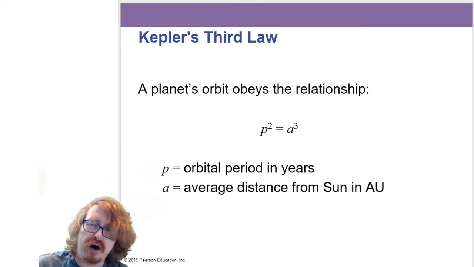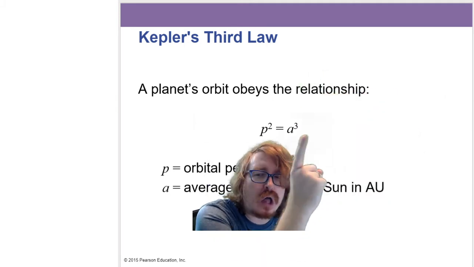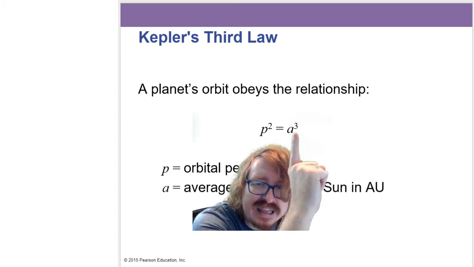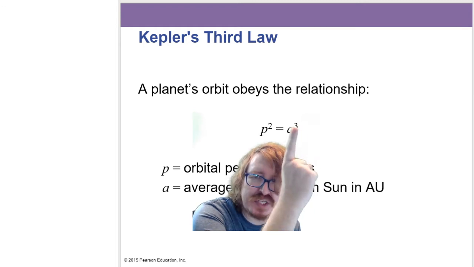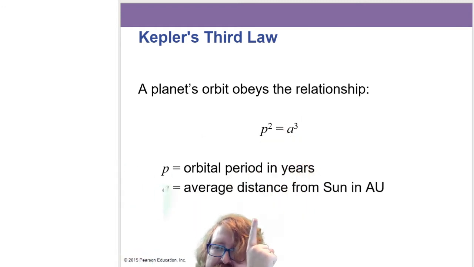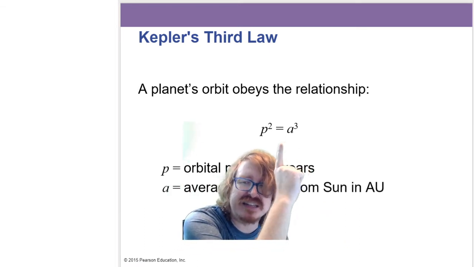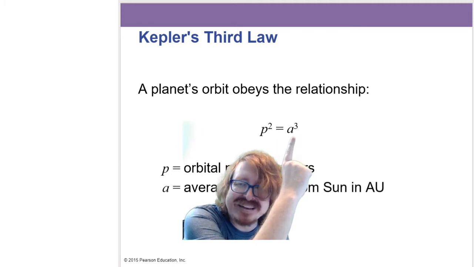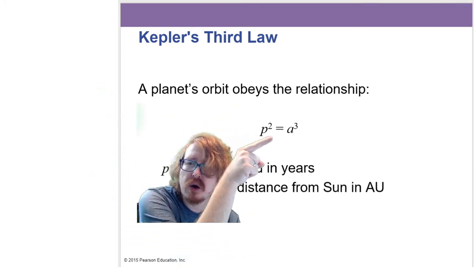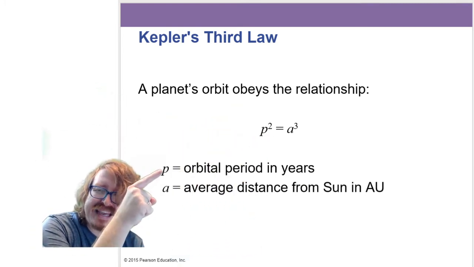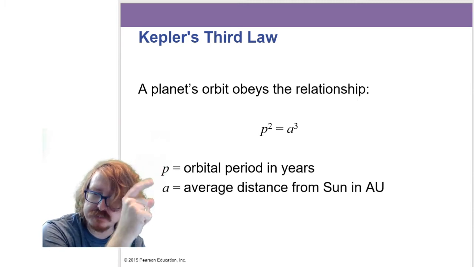First of all, we actually already said what lowercase a was. Way back on law number 1, I said a was the semi-major axis. But I also said that that represents the average distance from that planet to the sun. So this side of the equation is talking about how big the orbit is, okay? And then over here, on the p side, I've got p equals the orbital period in years, okay?